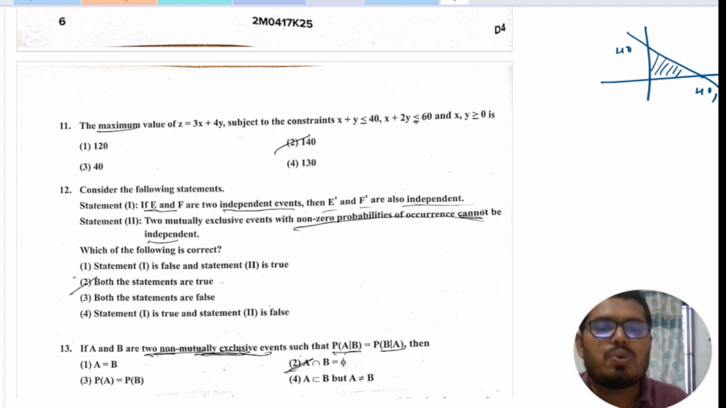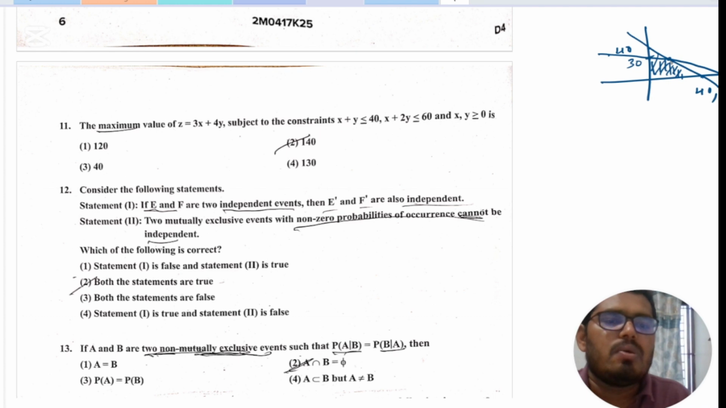Next is x plus 2y is equal to 60. If x is equal to 0, then 2y is equal to 60, so y is equal to 30. Therefore, x equal to 0, y is 30, and suppose it is the point 30. Next, y is equal to 0, x is 60. It is the point 60 here. Then you can draw the line passing through these 2 points. Then the common region is this region here.